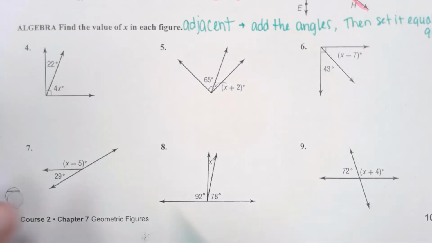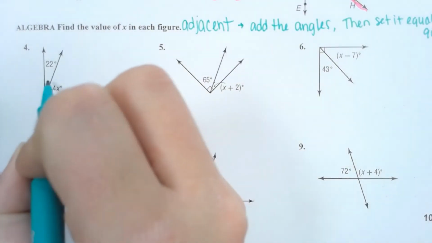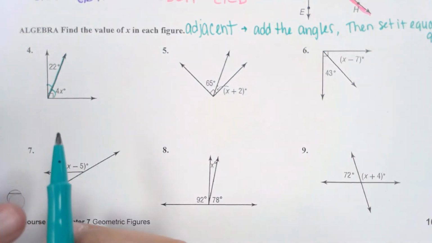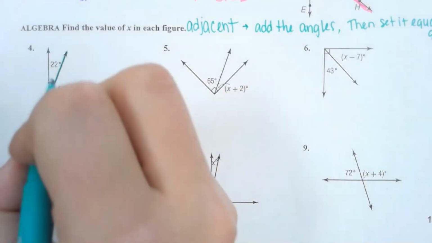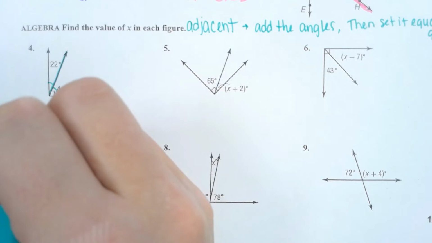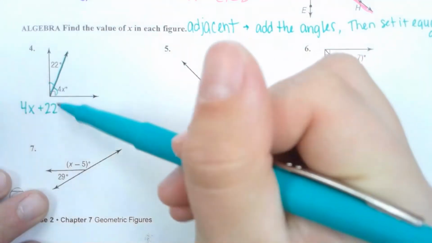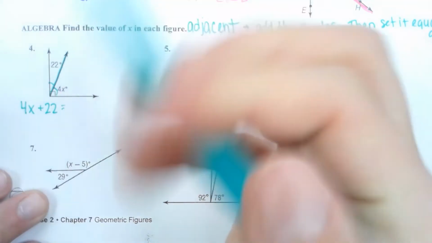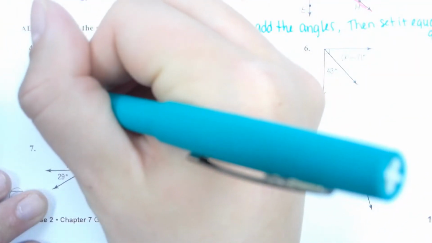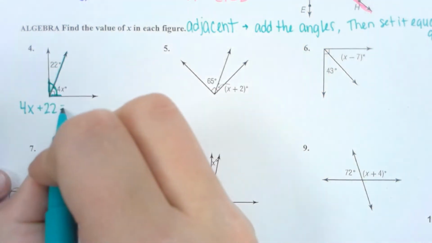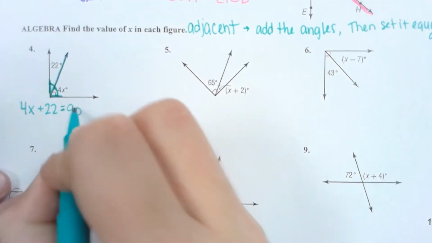So again, we have adjacent angles because we have two angles that are right next to each other and they share a common side. So to be able to solve for x, I'm going to add the two angles together, so 4x plus 22. And I'm going to set it equal to whatever angle they form. Notice how if I add the two angles together, they form this right angle. And as we know, a right angle is a 90-degree angle.